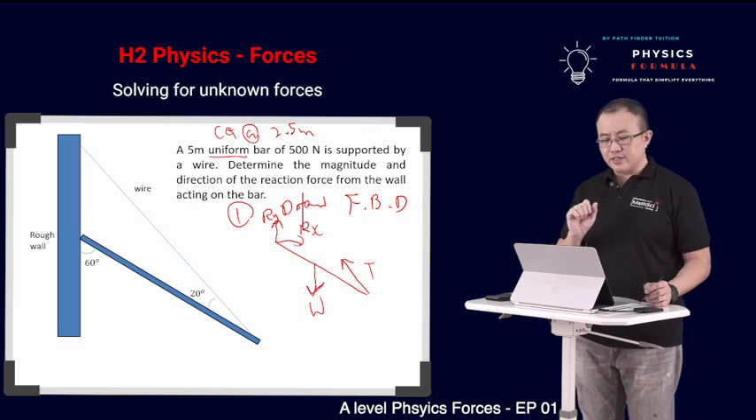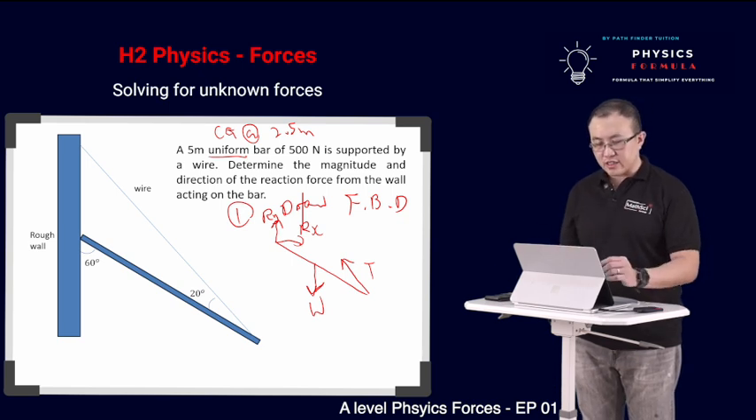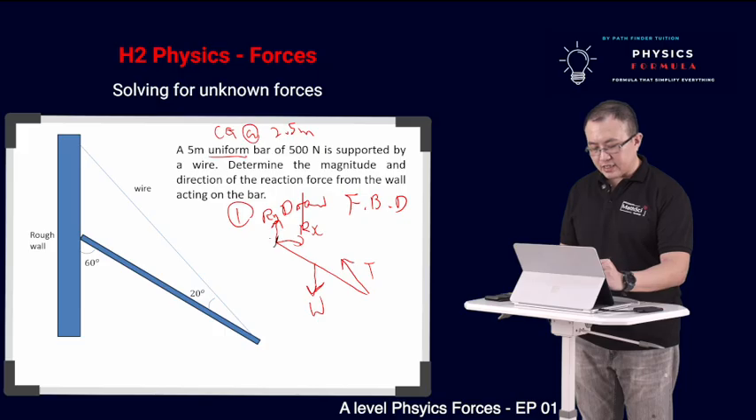I cannot add up the force, because take note that I have a total of 3 forces that I have no idea what they are. Tension, don't know. Rx, don't know. Ry, also don't know. So my suggestion is that you take moment first. Let's say this is the pivot.